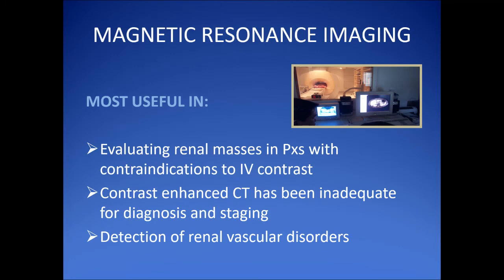So for MRI, this is useful in evaluating renal masses in patients with contraindication to the IV contrast material that we used in CT scan. It is also indicated when the contrast-enhanced CT has been inadequate for diagnosis and staging of the patient. And it is also used to detect renal vascular disorders.